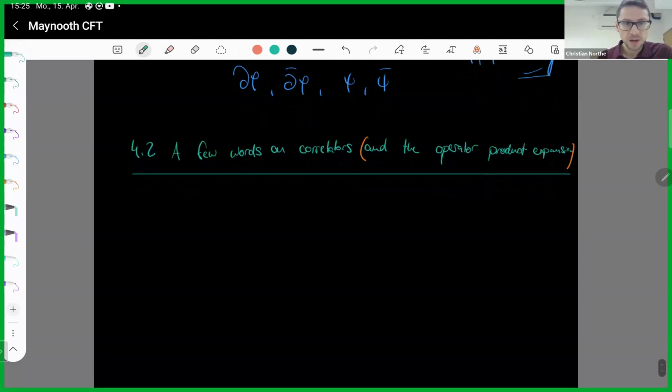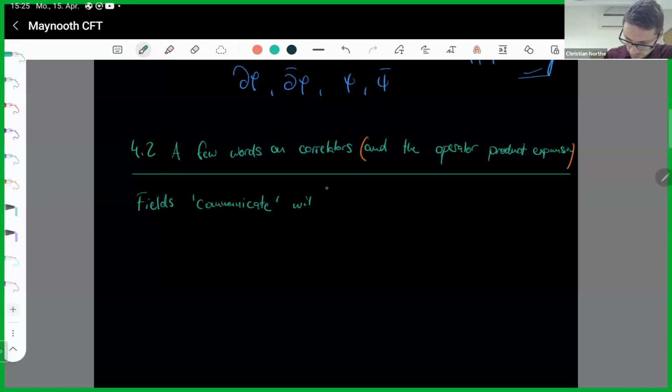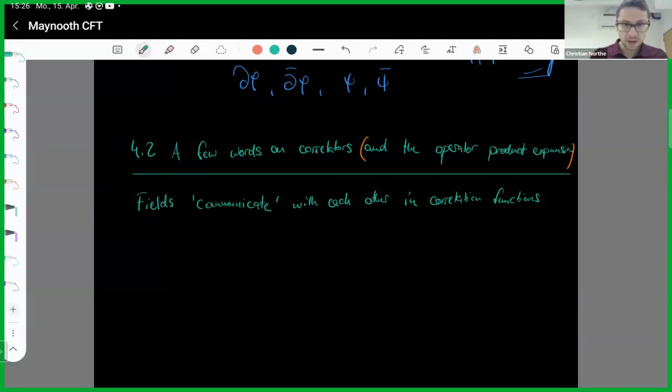Okay, so basically, why do we care about correlators? Well, fields communicate, like on the lattice too, fields communicate with each other in correlation functions. So these are an integral component of any physical theory. And we should take a look. And here I'm going to sketch.